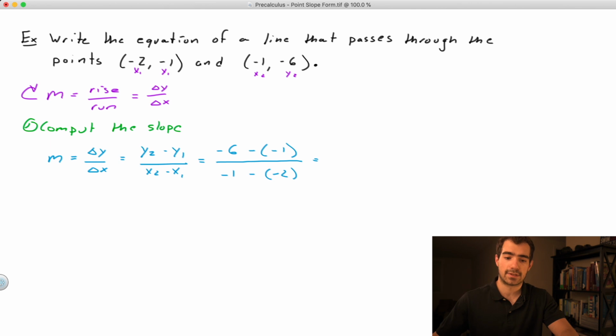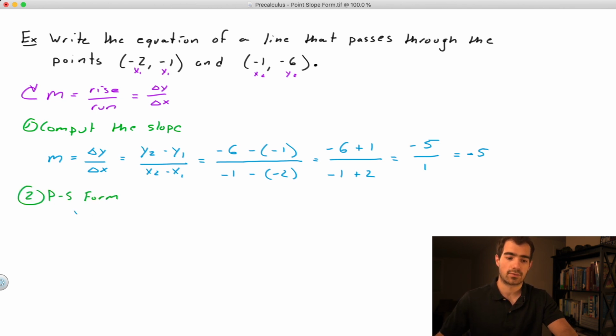And then all that's left is our arithmetic, so this will become -6 plus 1 when we simplify, and -1 plus 2 when we simplify, giving us a -5 in the numerator and a +1 in the denominator for a slope of -5. And now that we have our slope and a point, in this case we actually have 2, but we only really need 1, we can utilize the point slope form.